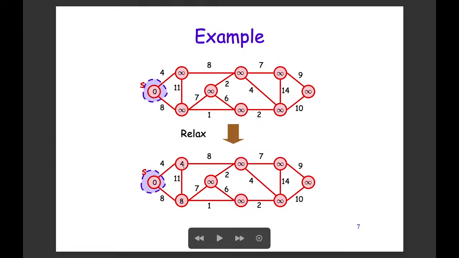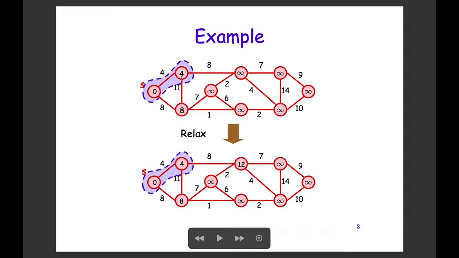So we can claim, by using contradiction, that the node that has the smallest value among all the nodes is correctly set as the shortest distance. What we do next is include this node, because it is now known to be a correct value. Knowing this to be correct, we can perform relax on all the edges connecting to this node. By relaxing, this goes from infinity to 4 plus 8. So we now get 12.